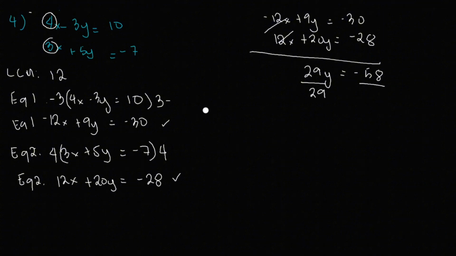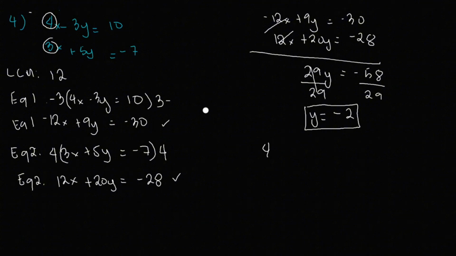Divide both sides by 29, and so we can cancel this. y is equal to negative 2. Now, since we have the value of y, we can now solve for x. The same process, we just need to pick any of these equations. So let's go ahead and substitute it to equation number 1.